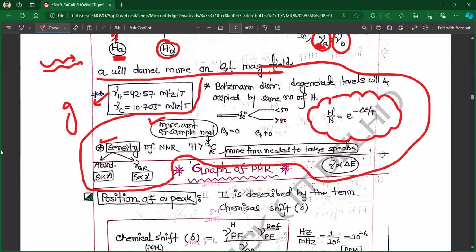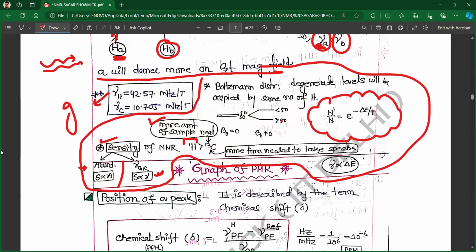Sensitivity depends on two factors. First one is abundance. Sensitivity is proportional to abundance. Abundance means what percentage of this nucleus is present in nature, the natural abundance. Second one is gyromagnetic ratio; sensitivity is proportional to gyromagnetic ratio. Hydrogen has a higher gyromagnetic ratio, that's why it has more sensitivity.